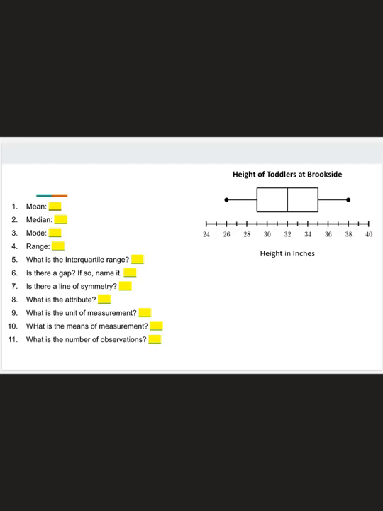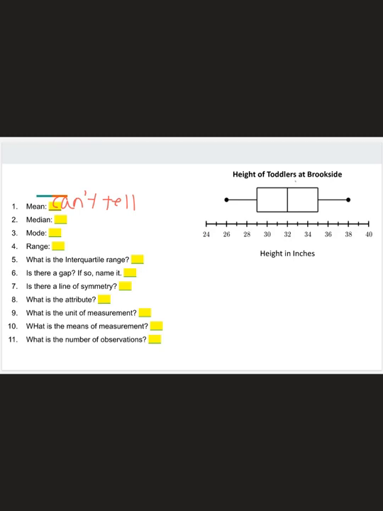All right, next one we are looking at a box plot. For a box plot, it is very similar to a histogram in saying that we don't know specific data points or specific amounts of each data. So when it asks us to find the mean, we're going to have to say we can't tell because we don't know if there was a data point at 27 or if there were 2 data points at 30. We cannot tell.